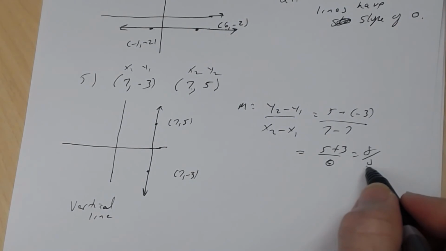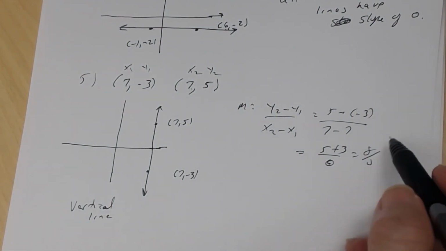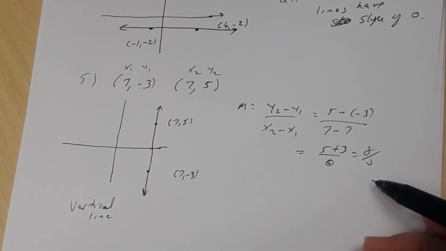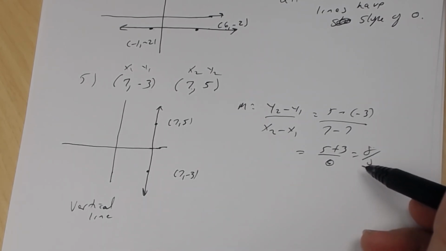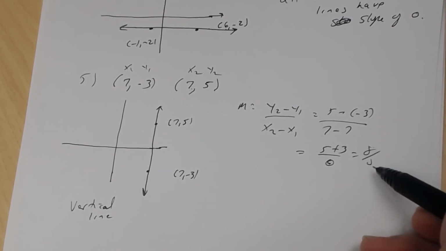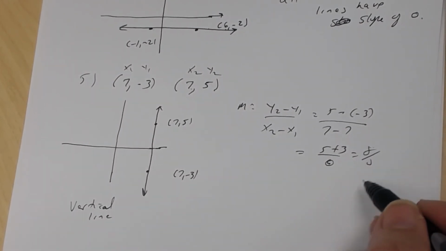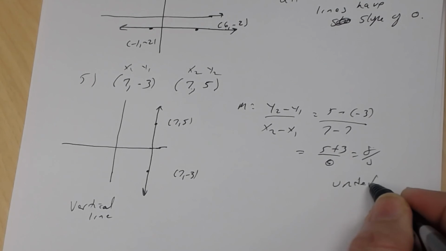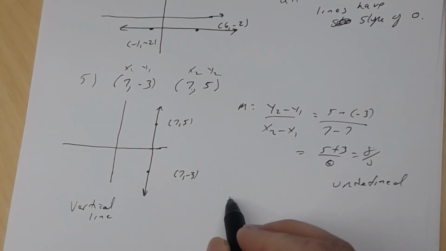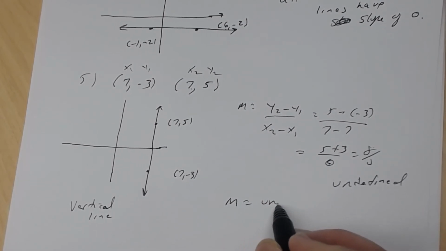Now don't leave it like this. We expect you to remember, in a previous course and even in this course, that you cannot divide by 0. So if you were to put 8 divided by 0 in your calculator, you get maybe domain error, or you get the word error or something like that. So you cannot divide by 0. When you divide by 0, we say that's undefined. So the slope is undefined. That's how you would say that.